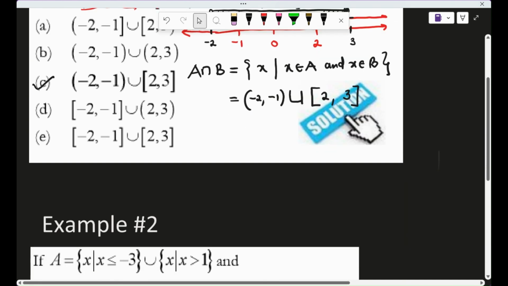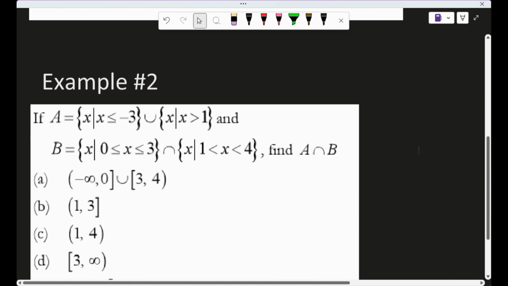So let's go for another example. Example number 2.